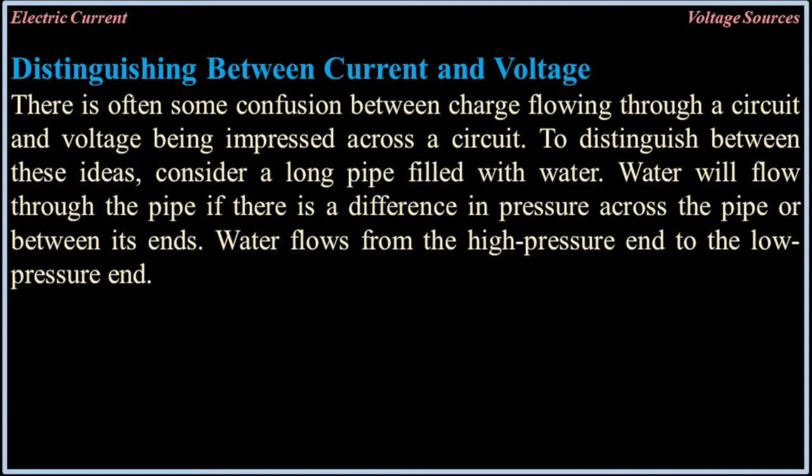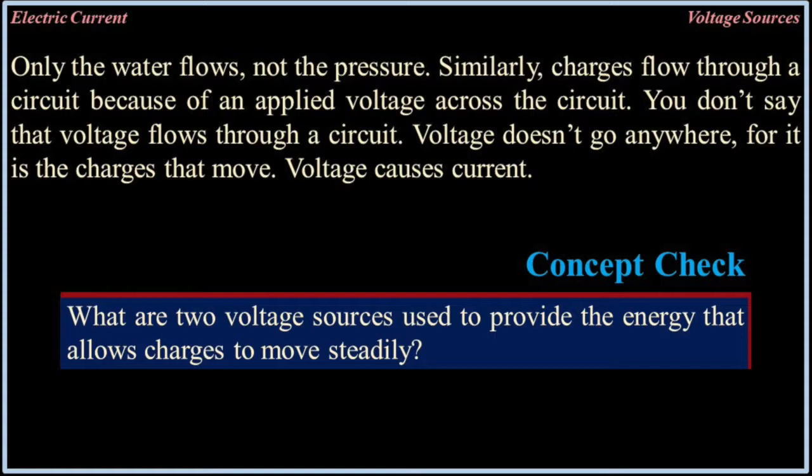Distinguishing between current and voltage. There is often some confusion between charge flowing through a circuit and voltage being impressed across the circuit. To distinguish between these ideas, consider a long pipe filled with water. Water will flow through the pipe if there is a difference in pressure across the pipe, between the ends. Water flows from the high pressure end to the low pressure end. Only the water flows, not the pressure.